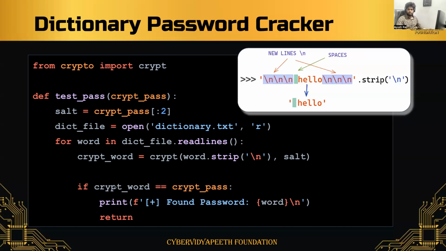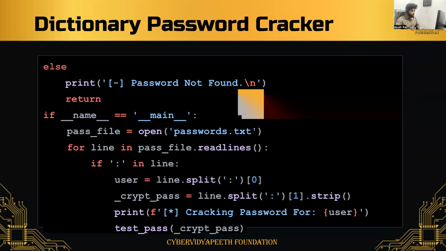And after that, the same thing that we did last time: crypt word equal to crypt pass. If it matches, it will say found password and print the word which has successfully cracked the password, the one in which it has been matched. Else, it will print password not found.